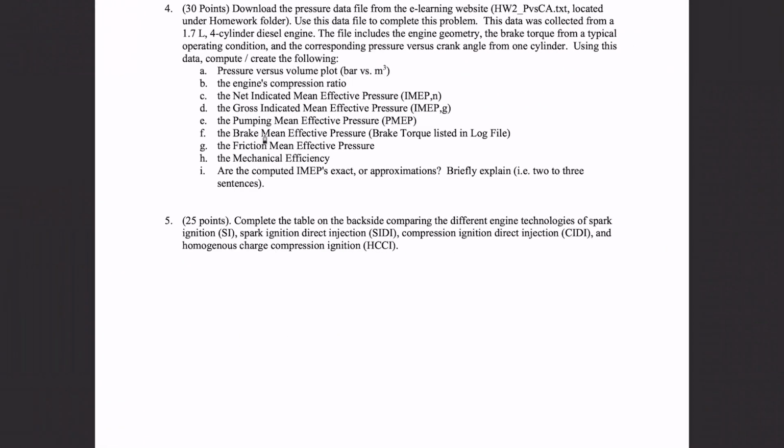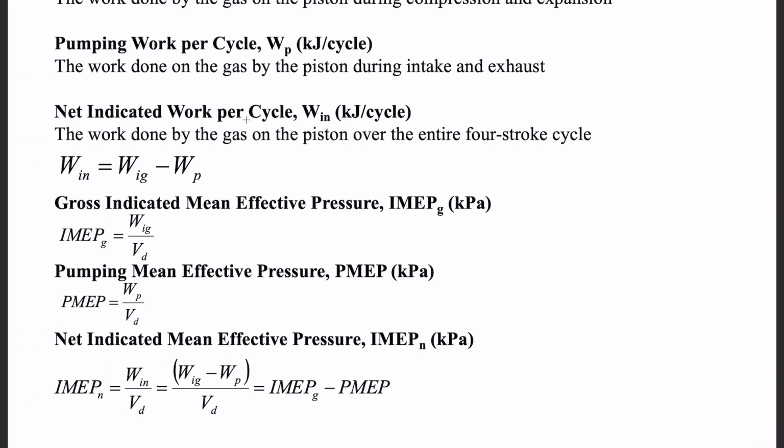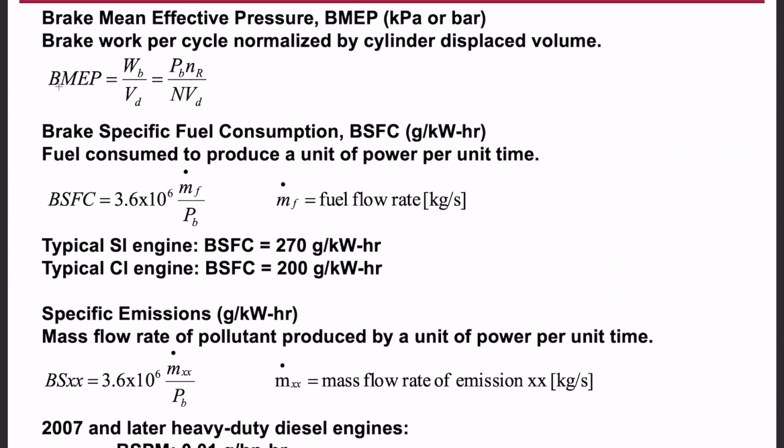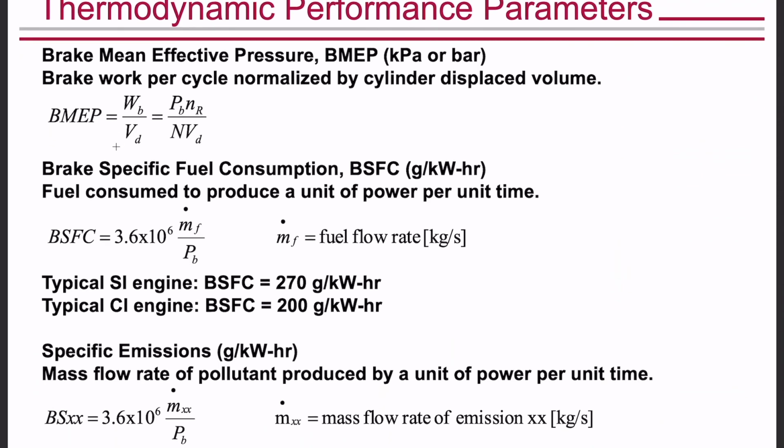And then your brake mean effective pressure is also defined in your notes for you. That comes up a little bit earlier here, where BMEP is now the brake work divided by the displaced volume. And again, we're going to talk more about this in class, in terms of what brake work means. But you can calculate your brake work based on the brake power. P sub B is brake power, times the number of revolutions of the crankshaft per cycle, divided by the speed of the engine, times the displaced volume, okay?